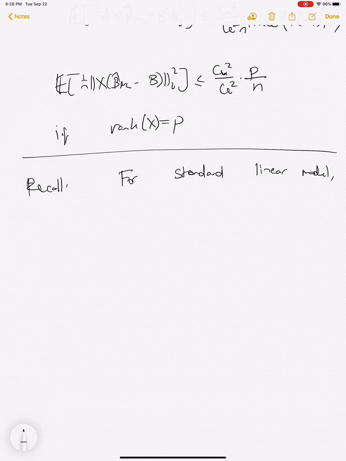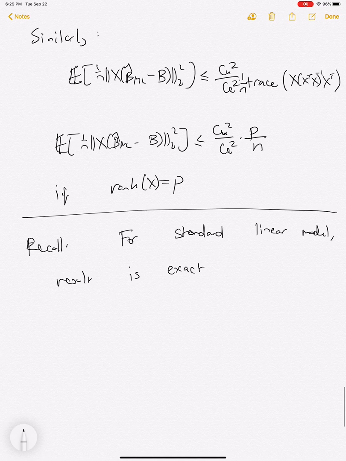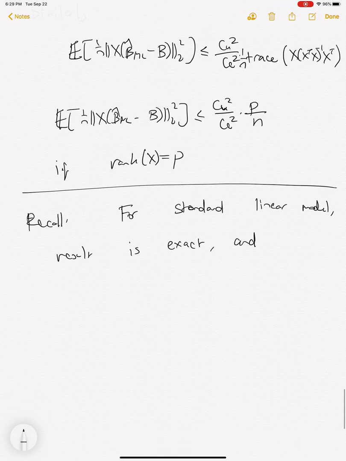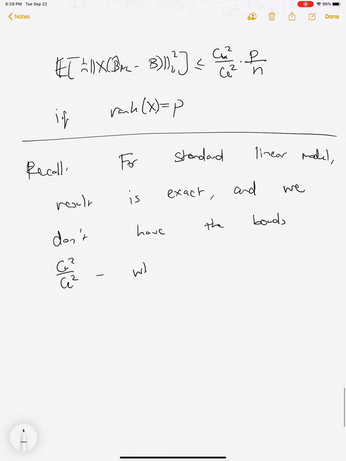So for the standard linear model, the result is exact. The result is exact, and we also have that, and we don't have the balance Cu squared over Cl squared, which is the ratio of smallest to largest variance.